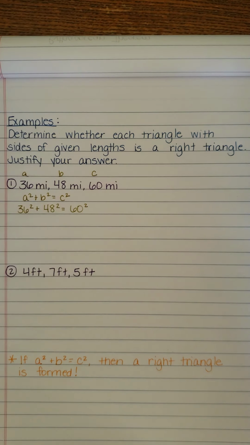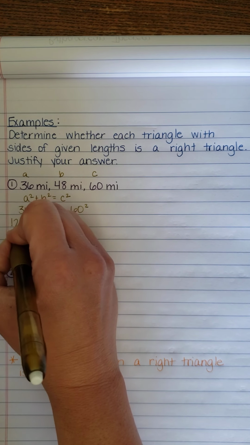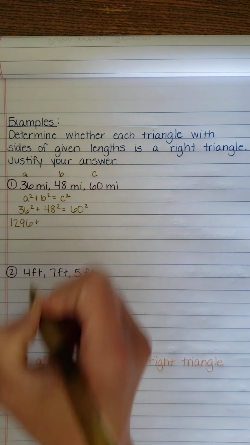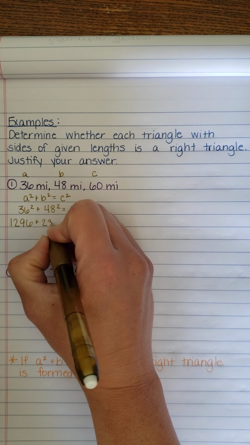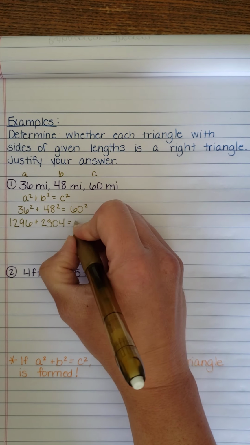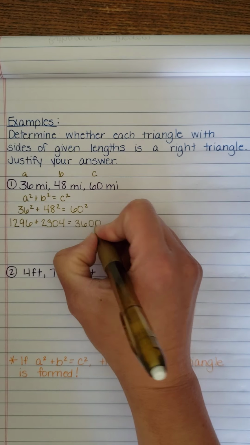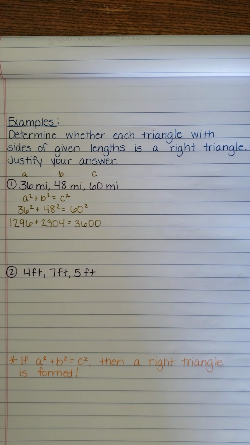Okay? Well, 36 squared is 1,296. 48 squared is 2,304, and 60 squared is 3,600. So what we're going to do is see if this equation is true. And if this equation is true, then we have a right triangle.